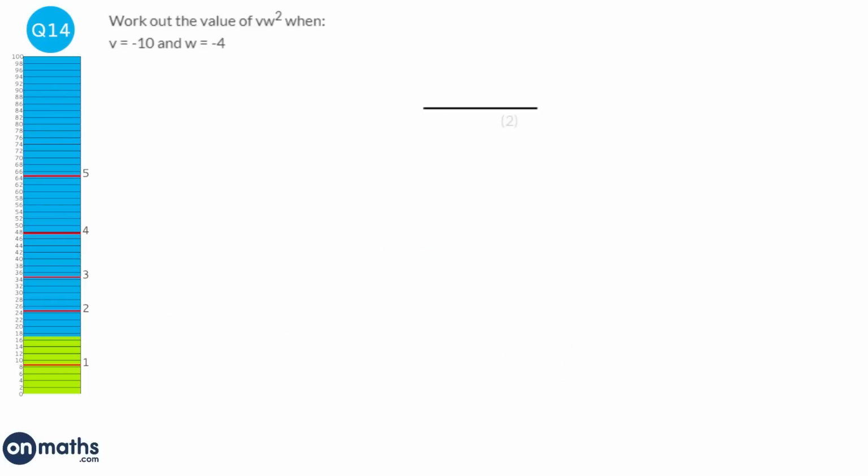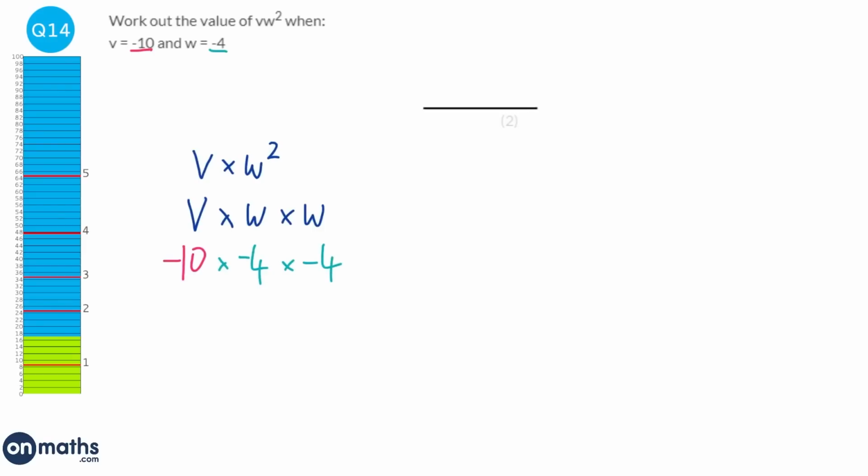Let's rewrite this expression, but with a times sign in. So V times W squared. Now W squared just means times by itself. So we can rewrite that as V times W times W. Okay, so we know V is minus 10, so minus 10. And we know W is minus 4, so it's times minus 4 times minus 4.